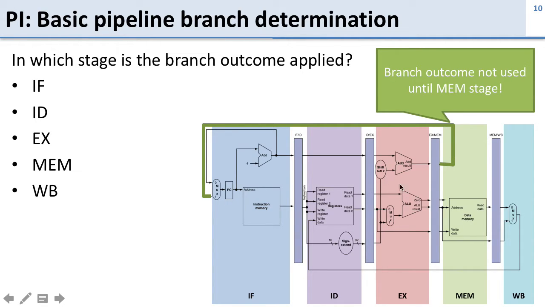So we compute the result here in the execute stage. We don't actually do anything about it until the branch instruction gets to the memory stage. When it gets to the memory stage, then we choose the next PC.